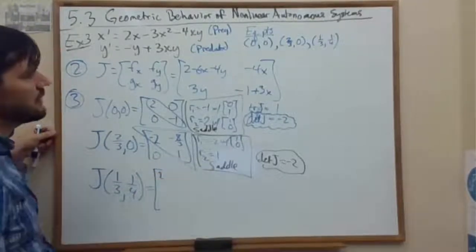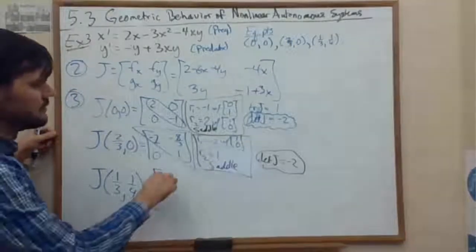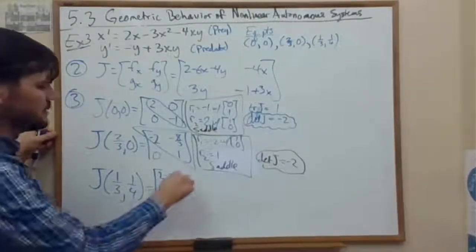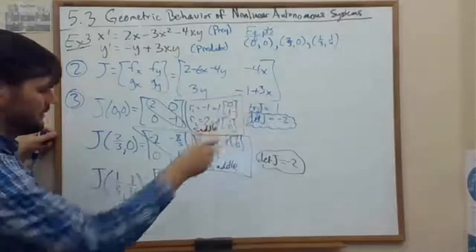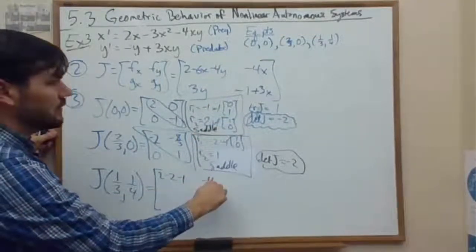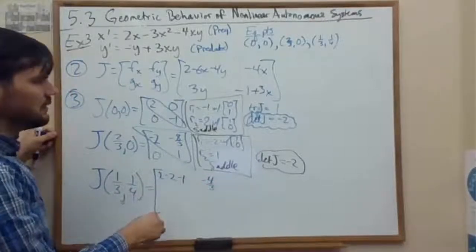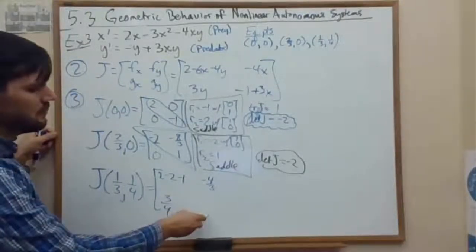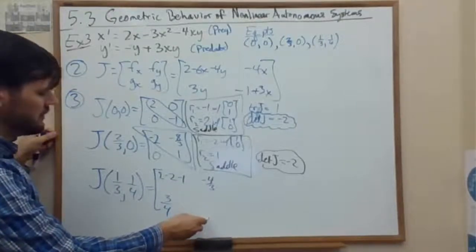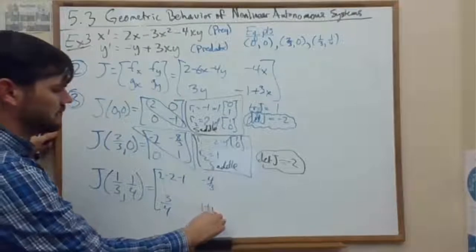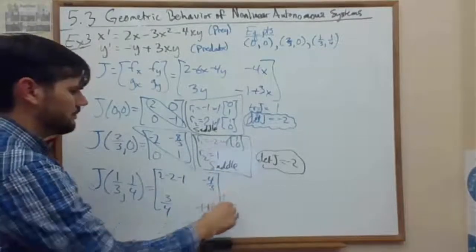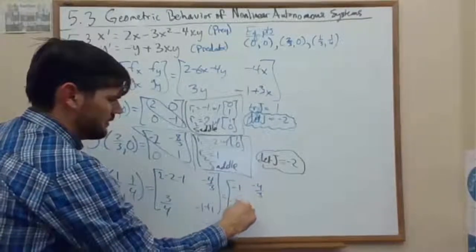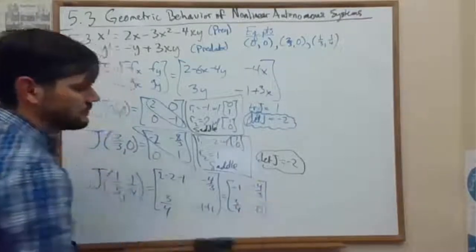We take 2, and then we subtract 6 times 1/3, so we're subtracting 2, and then we take minus 4 times y, so that's a minus 1. Over on the far right, we have a negative 4 times x, so that's a negative 4/3. On the bottom left, we have 3 times y, which is 3/4. And on the far bottom right, we have a negative 1 plus 3 times 1/3. That's a negative 1 plus 1. So I'll write it again one more time to clear this up: negative 1, negative 4/3, 3/4, and 0.